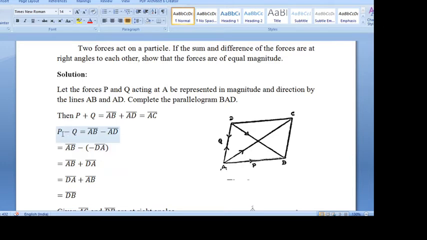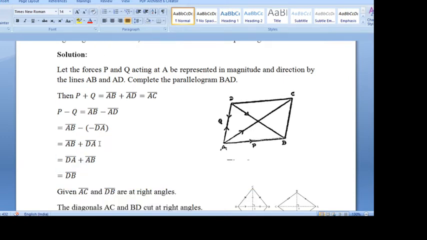And also the difference of the two forces, P minus Q, is AB minus AD. But AD is equal to minus DA. Therefore, this becomes AB plus DA. This can be written as DA plus AB, but DA plus AB equals DB.